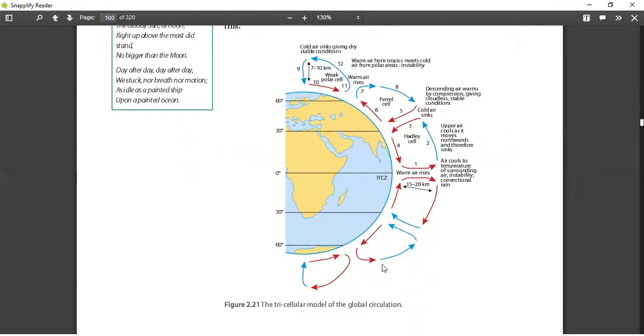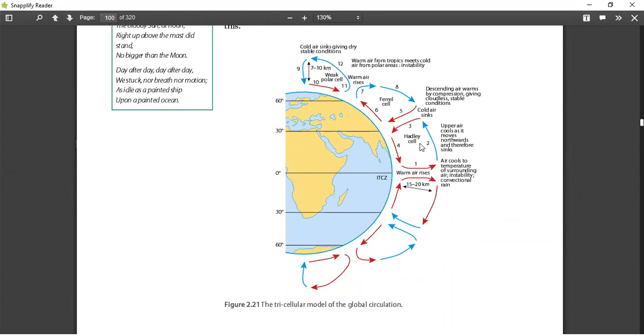That picture shows the tri-cellular model of global circulation. And in this case, the arrows now have changed color. As you can see, the Hadley cell is at the equator, which means it carries mostly warm air. Hence, we have the red arrows. Air cools to the temperature of surrounding air, instability, convectional rain. So usually when you have warm air rising, it will condense in the clouds, causing rain.